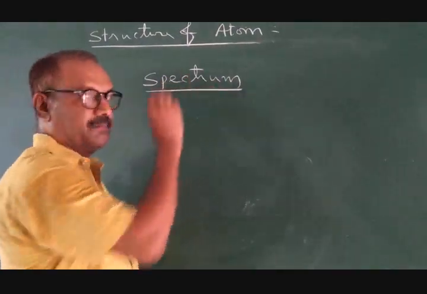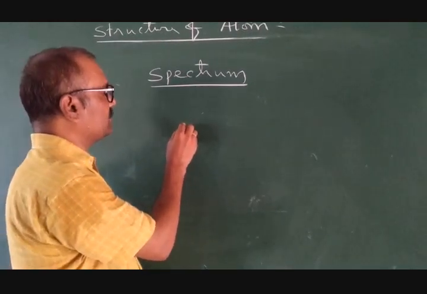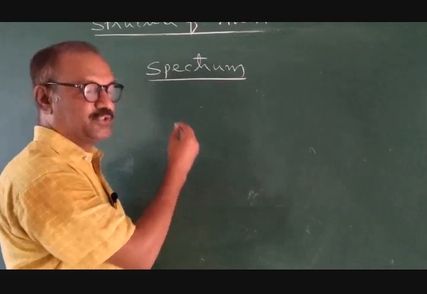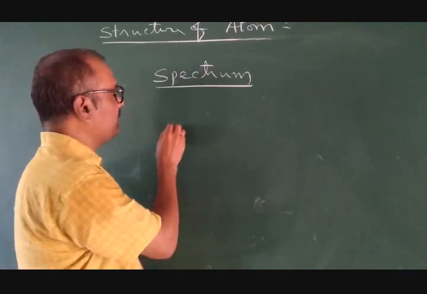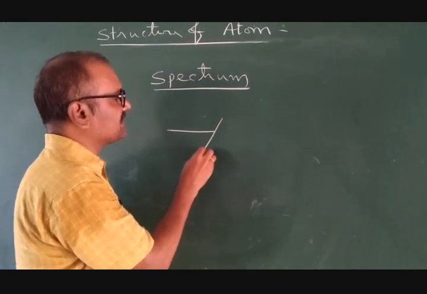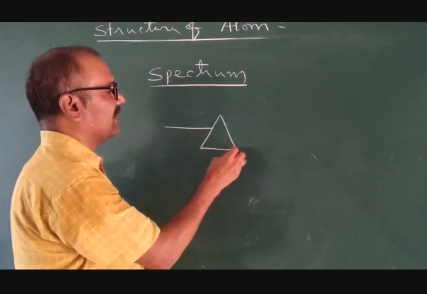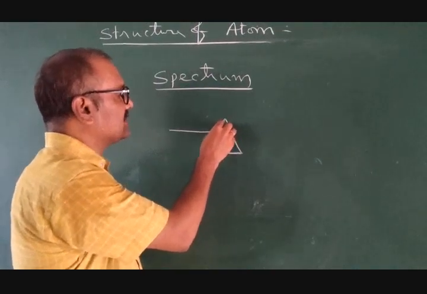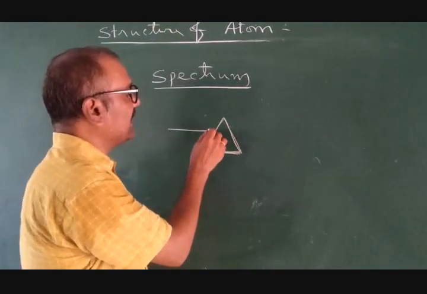Now I would like to explain about what is spectrum. When a light is passed through, for example, the light comes from a candle, a tube light, or sunlight, any light, a thin beam of light is passed through the prism. A prism is a glass material. It is like this.